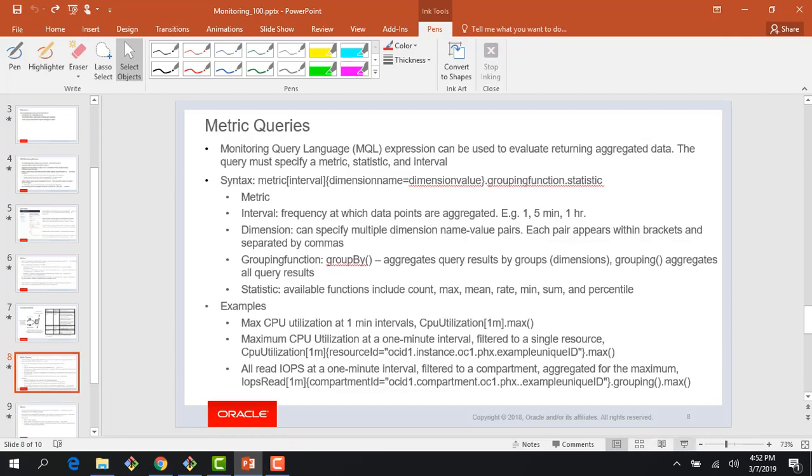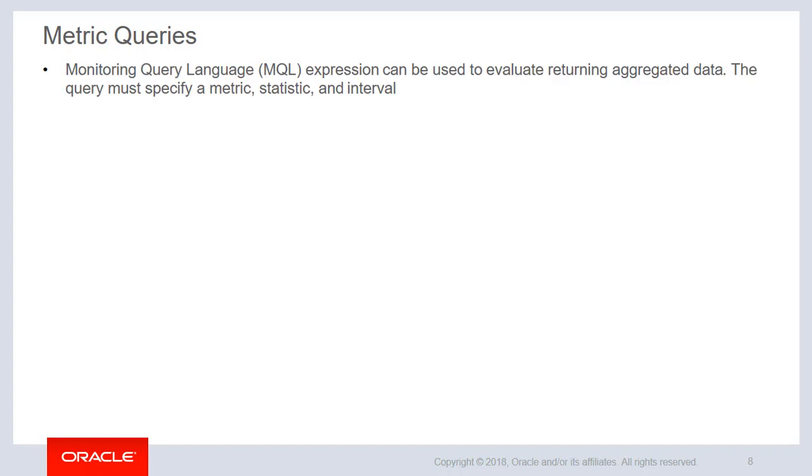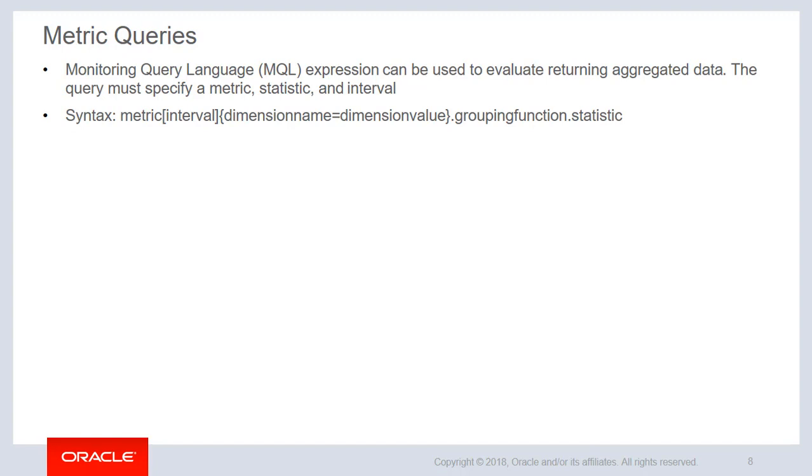and talk about the second key core component, which is the metric queries. In OCI Monitoring Service, we have this feature called Monitoring Query Language, and this query language expression can be used to evaluate returning aggregate data. There is a particular syntax for this monitoring query language, and the syntax goes something like this. It looks a bit complex, but it's actually not. It's made up of 5 or 6 components, and a bunch of them are optional.